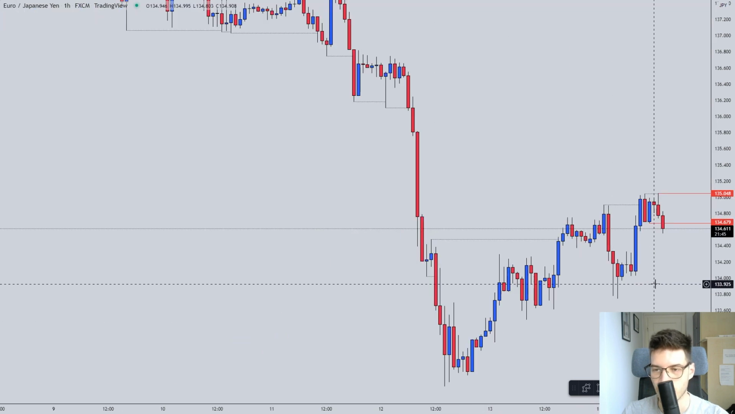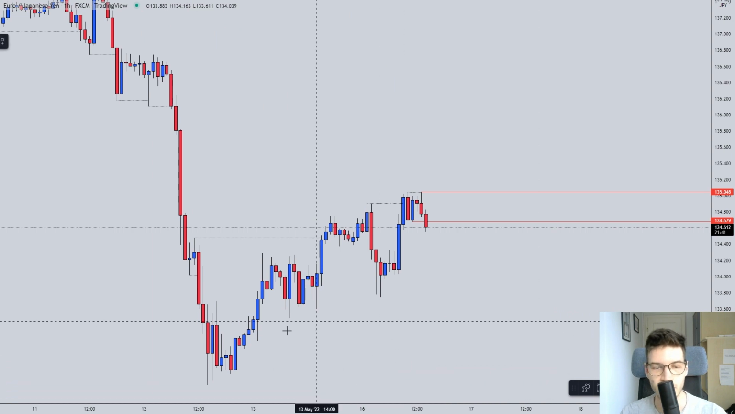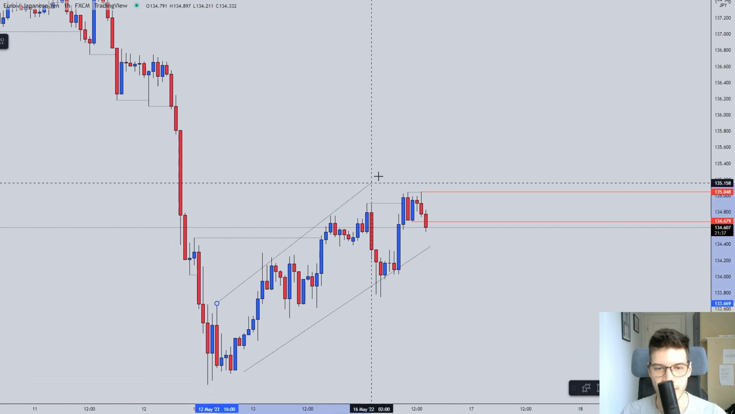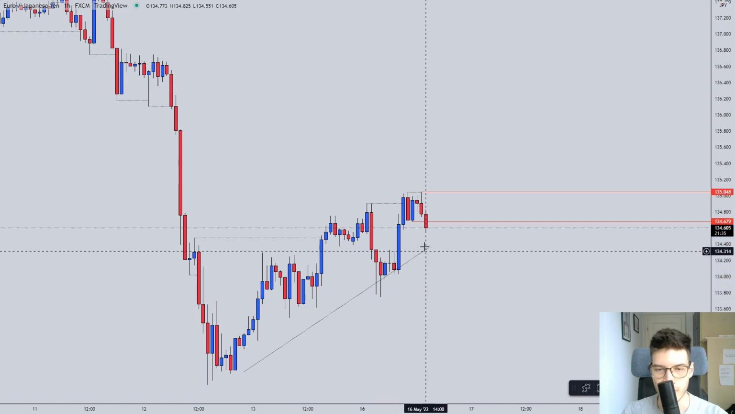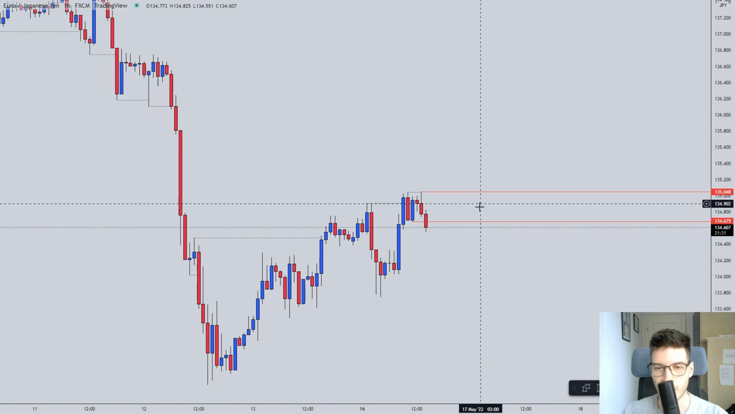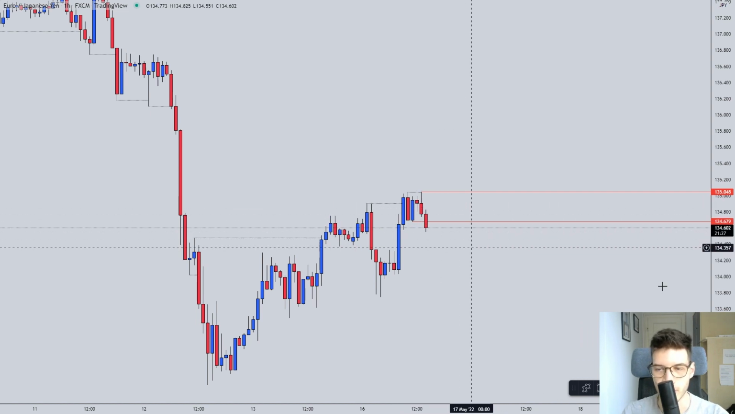So yeah, currently this is also forming a sort of a reversal if you do count this as ascending, but I would actually not really count this as an ascending structure because we had this V, so I'm expecting more of a range bound price action, and I'm not looking for a reversal at this point.